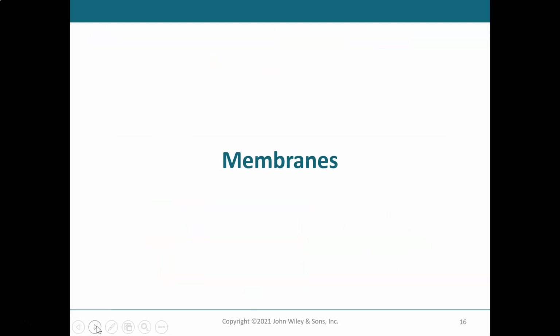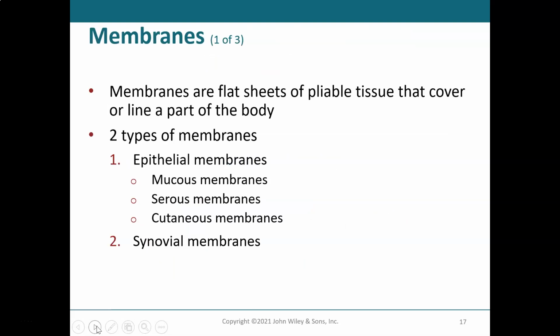So that brings us to membranes. And membranes are pretty interesting parts of the body as well. In general, membranes are flat sheets of pliable tissue that cover or line part of the body. Epithelial membranes consist of an epithelial layer and an underlying connective tissue layer, and include mucous membranes, serous membranes, and the cutaneous membrane of the skin. Synovial membranes line joints and contain only connective tissue.